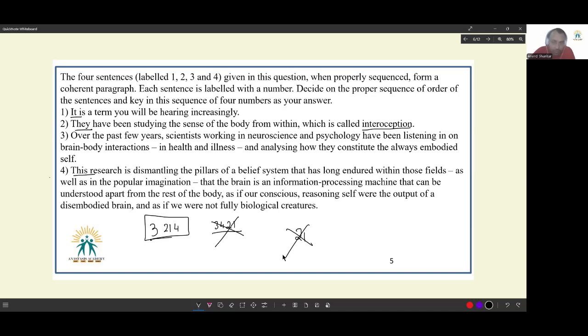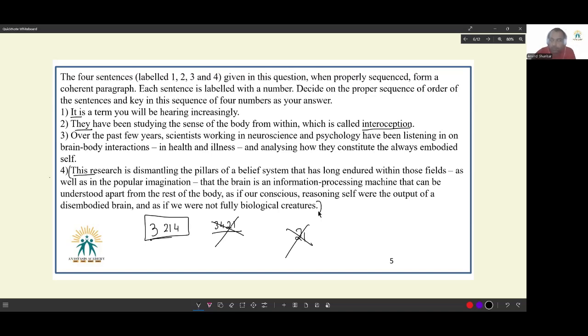Over the past few years, scientists working in neuroscience and psychology have been listening in on the brain-body interactions in health and illness and analyzing how they constitute the always embodied self. They have been studying the sense of the body from within, which is called interoception. It is a term you will be hearing increasingly. This research is dismantling the pillars of belief system that has long endured within those fields, as well as in popular imagination. That the brain is an information processing machine that can be understood apart from the rest of the body, as if our conscious, reasoning self were the output of a disembodied brain, and as if we were not fully biological creatures. Now see, 4 is making an argument.